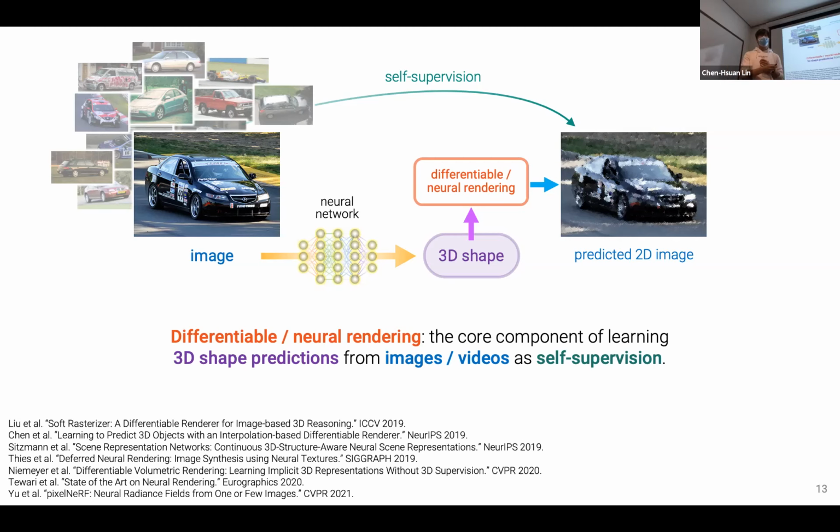So this kind of differentiable or neural rendering method is one of the key components that allows us to connect these shape predictions to the image space, so that we can learn without direct supervision.